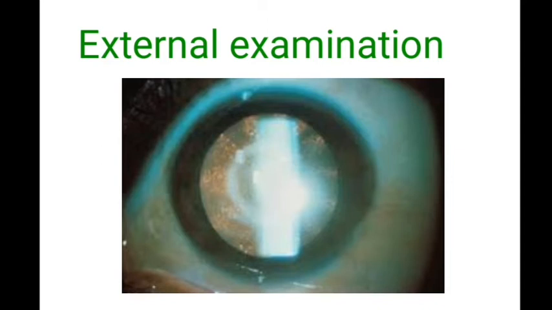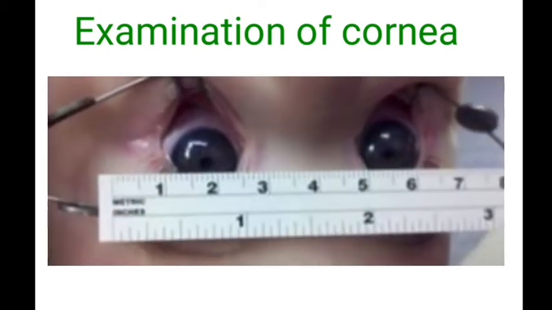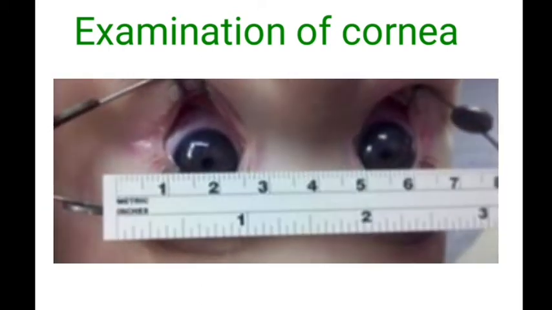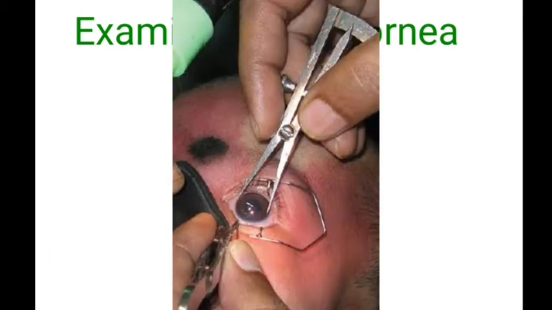Okay. One of the most important things in the examination of congenital glaucoma cases is the examination of the cornea. When you are looking at the cornea, look for enlargement of the cornea, edema of the cornea and scarring of the cornea. Okay, so how do we check the enlargement? By using a millimeter scale, or you can use calipers when you are doing examination under anesthesia in OT.